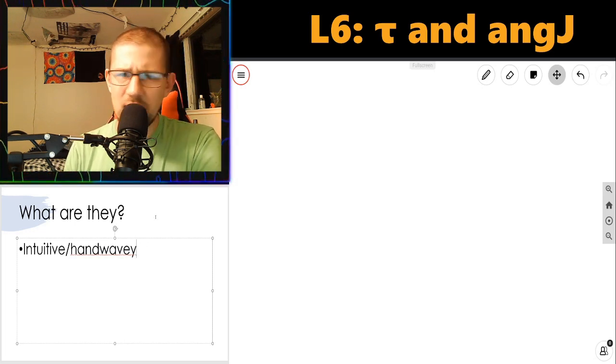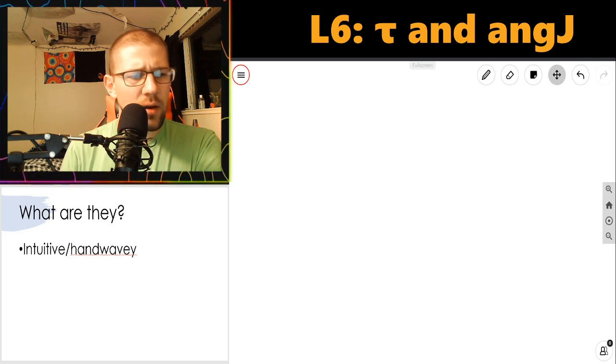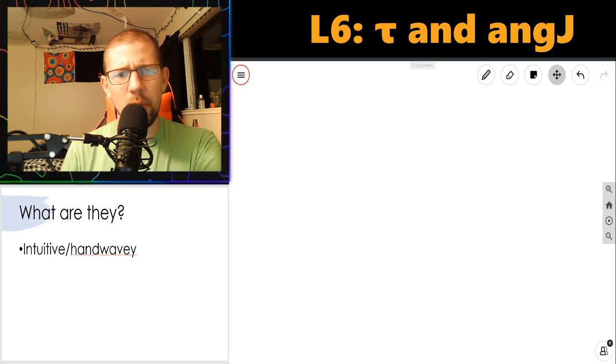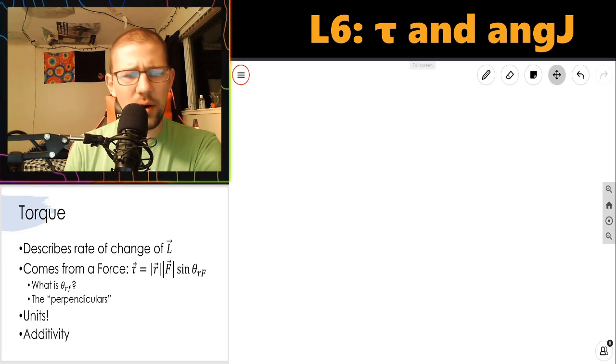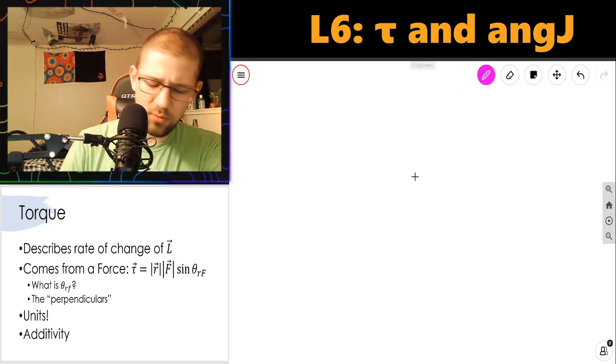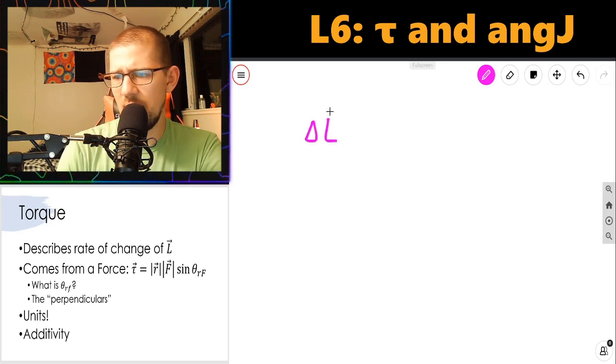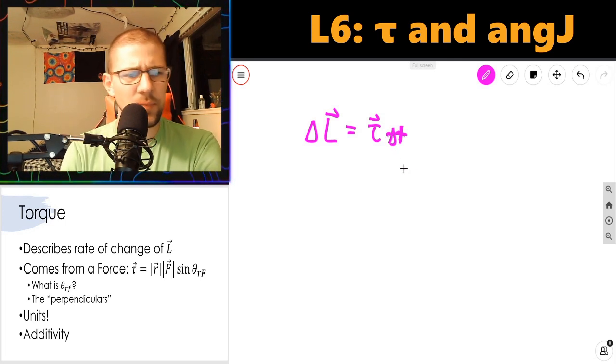Angular impulse just describes that change. So an angular impulse is just a change in angular momentum. Now let's get a little bit more explicit, a little bit more precise. Torque describes the rate of change of angular momentum. In particular, let's just write this down. This will be on the next slide too. In particular, the change in angular momentum is torque times delta t, times the change in time.